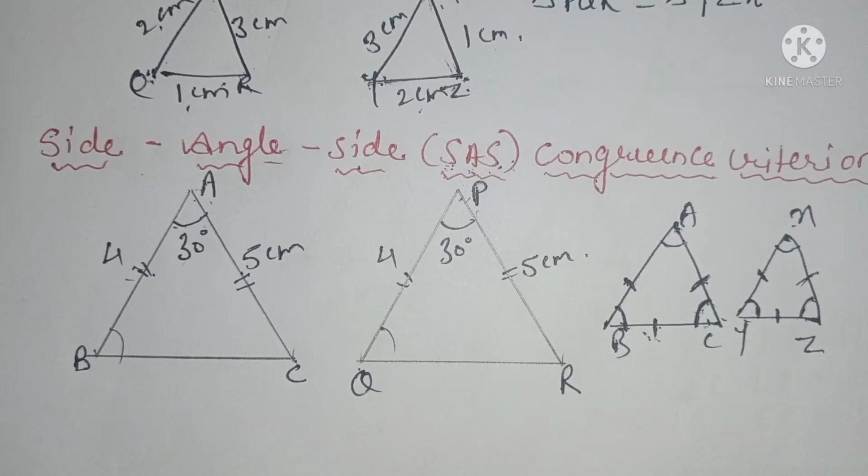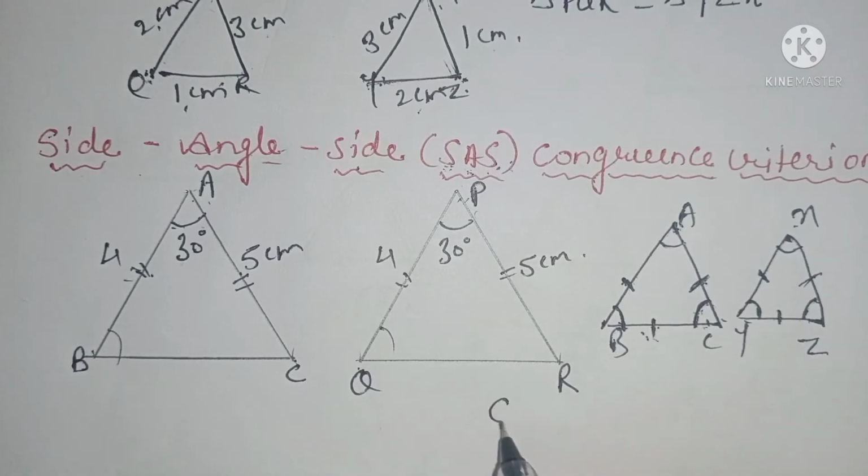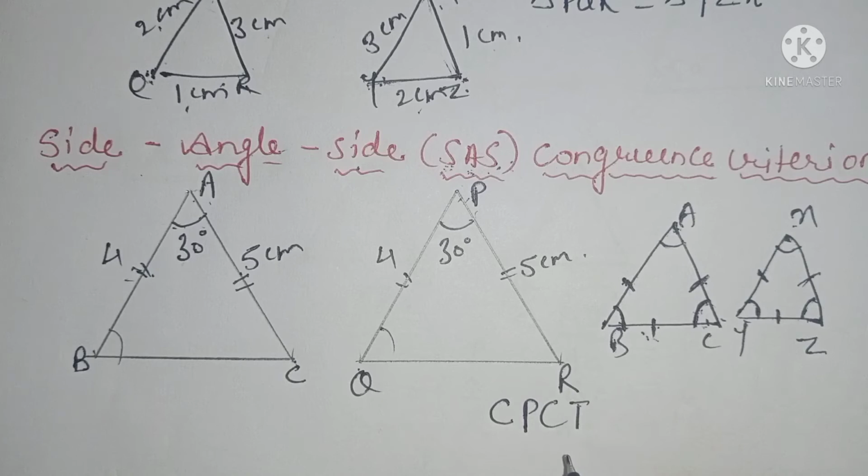in your mind, if the two triangles are congruent by any of the criteria, then their corresponding parts are also equal. That is known as CPCT in short. The full form of CPCT is corresponding parts of congruent triangles. Means if the triangles are congruent, then their corresponding parts are also congruent, they are also equal.